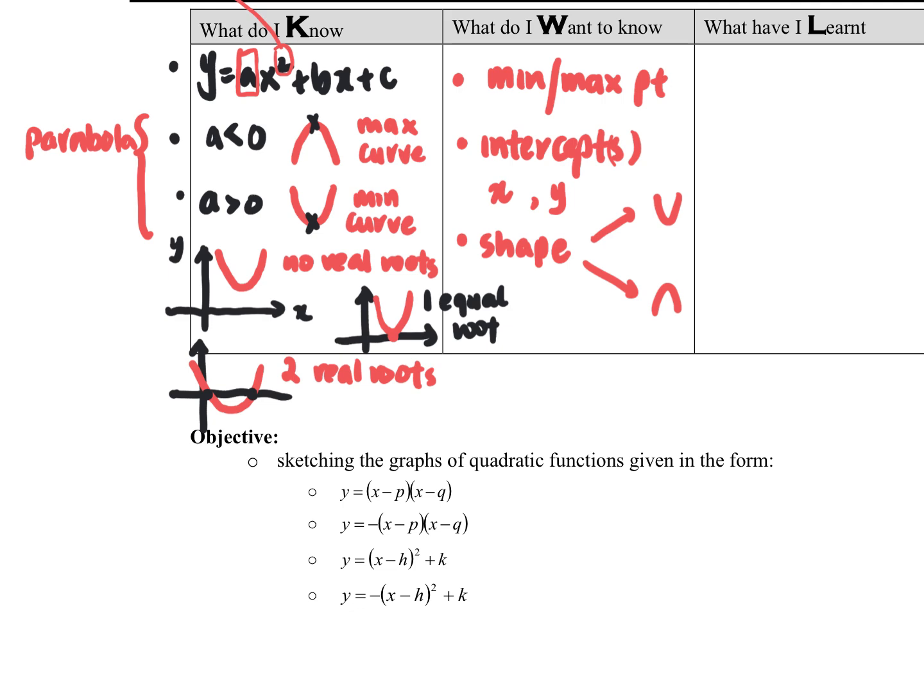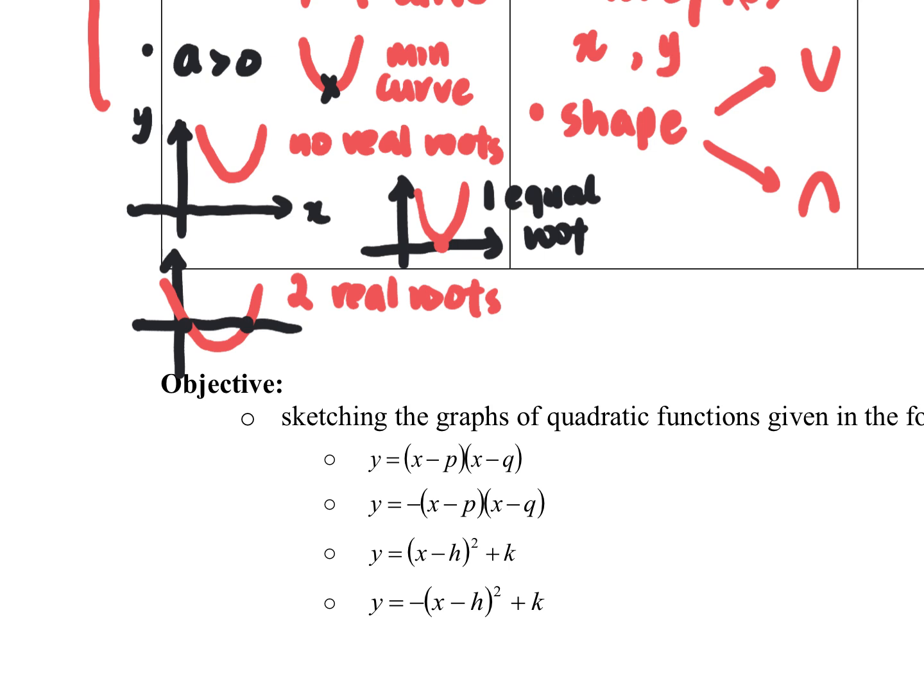These two are called the factorized form. Any quadratic equation you are given, you can always factorize it into a product of 2 linear factors. Sometimes there may be a negative sign in front, sometimes not. So this one has a positive 1 in front, and this one has a negative 1 in front.